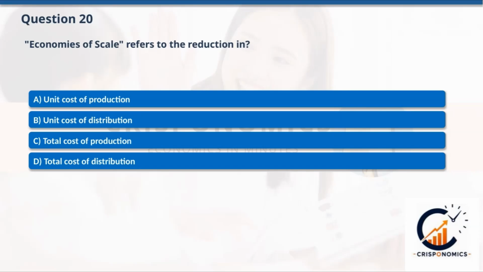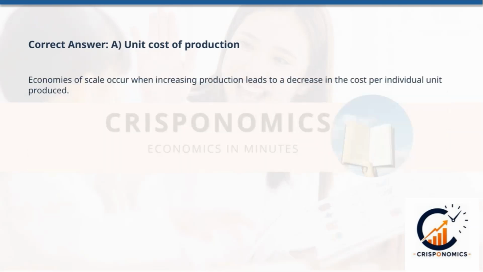Let's talk about economies of scale. This concept is all about cost reduction as production or distribution grows. Specifically, it refers to lowering either the unit cost of production or distribution, or the total costs involved. When a company produces or distributes more, the average cost per unit usually drops. This slide asks us to identify which cost reduction economies of scale actually refers to, a key idea in understanding how businesses grow efficiently.